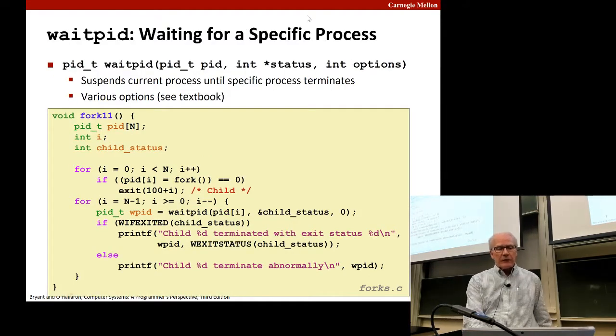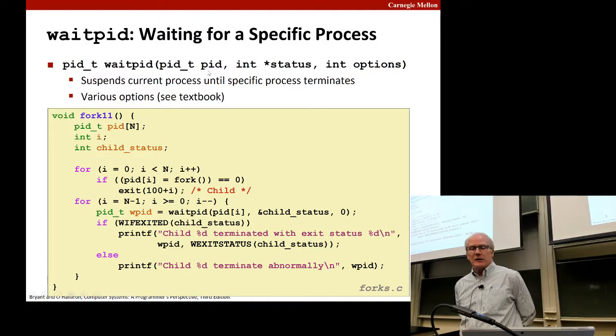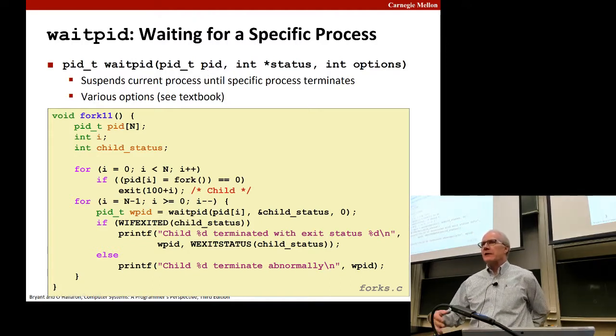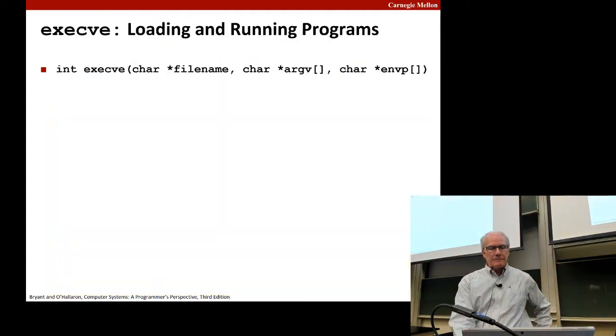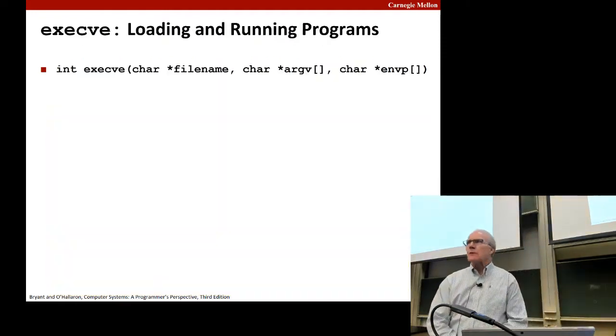On the other hand, there's another version of wait called waitpid, where you can actually specify which process ID you're waiting for. That way, you can force it to follow a very specific order. There's not a whole lot of applications for that, but it's an available possibility. So those are the key ideas behind forking and waiting.